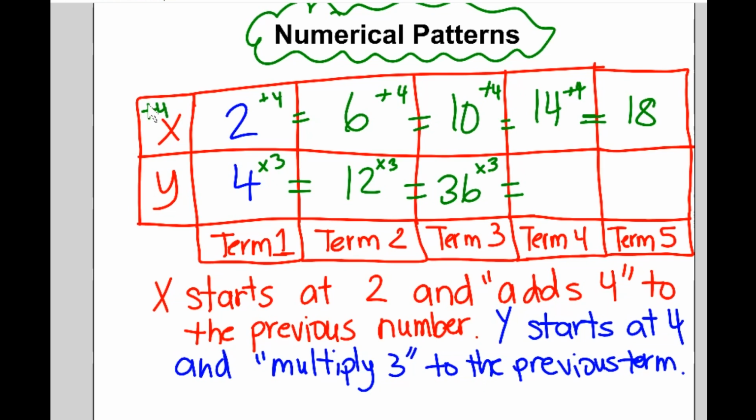That's going to give me 18, regroup. 3 times 3 is 9, plus 1 is 10. So that's 108. And then times 3 again. That's going to give me 24, regroup. 0 times 3 is 0, plus 2 is 2. And then 3 times 1 is 3. So that's how we got all of our answers for our terms.